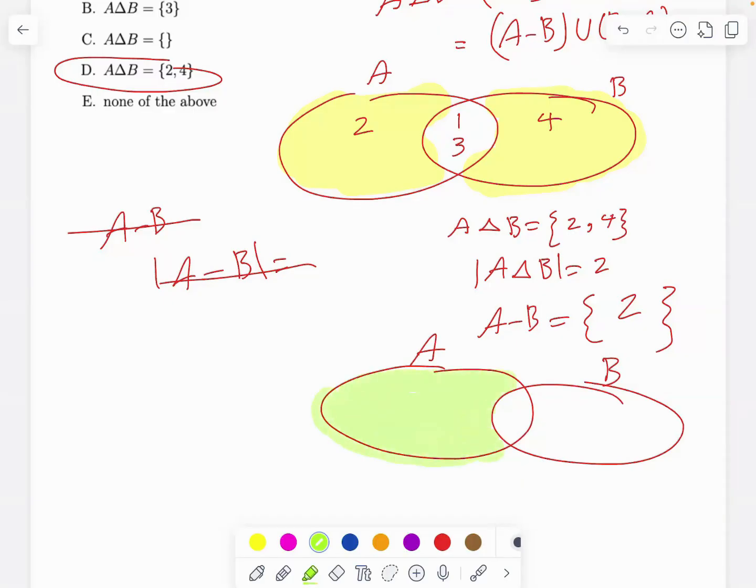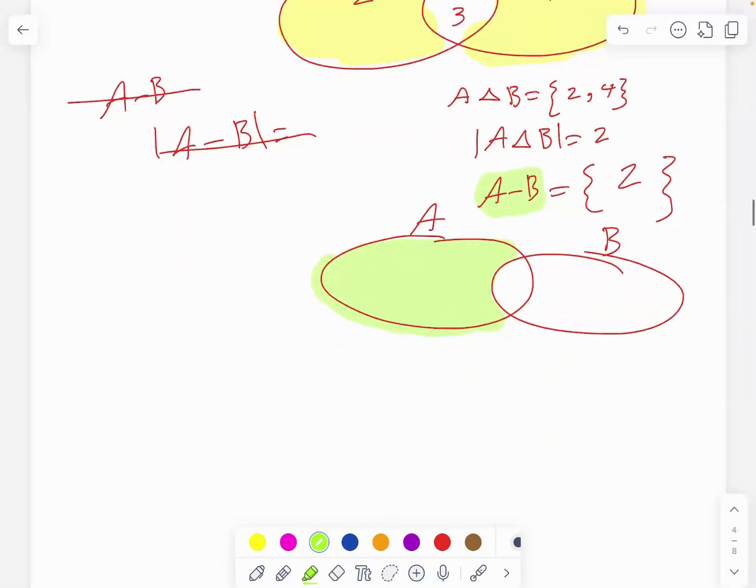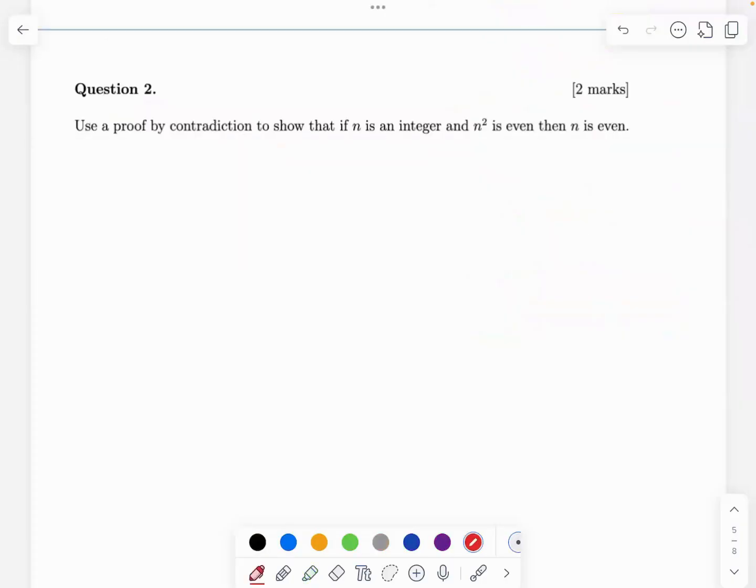Set A, but you need to remove the intersection part. Okay, all right, thanks. A minus B.